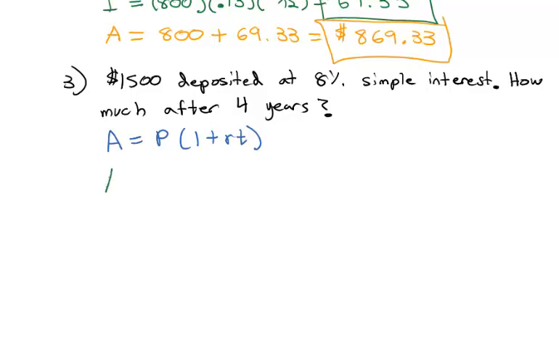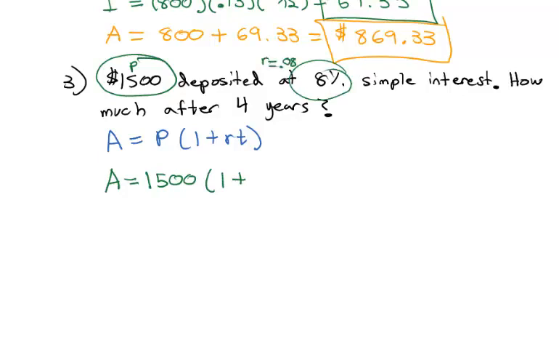So plugging in what we know, A equals P, the principal present value, is the $1,500 that we started with, times 1 plus R, the interest rate, which needs to be converted to a decimal, 0.08. Be careful not to say 0.8, that's 80% interest. A great amount to earn if you can find someone who will pay it. 0.08, 8%. Times the time, and the time is 4 years.